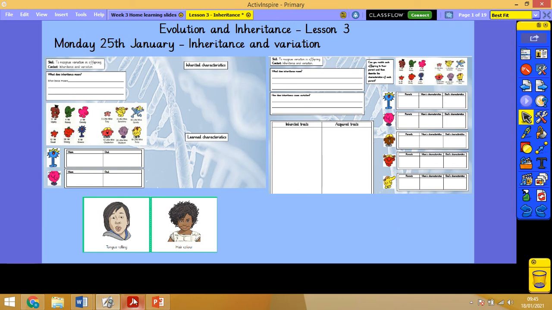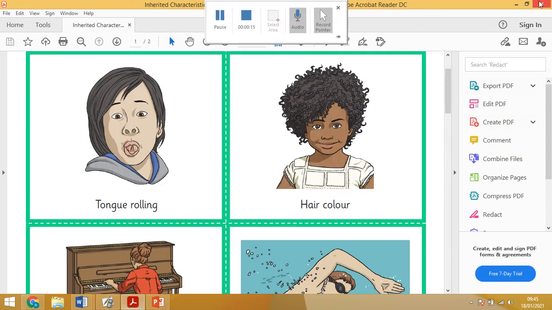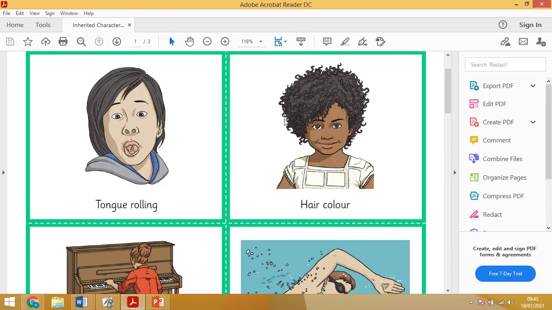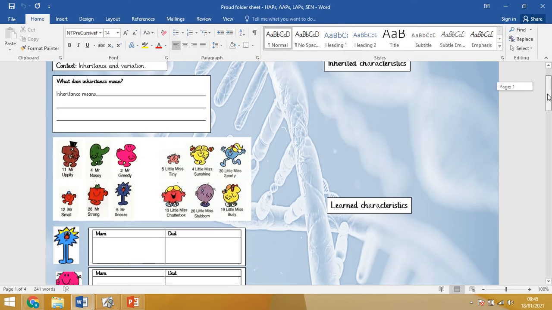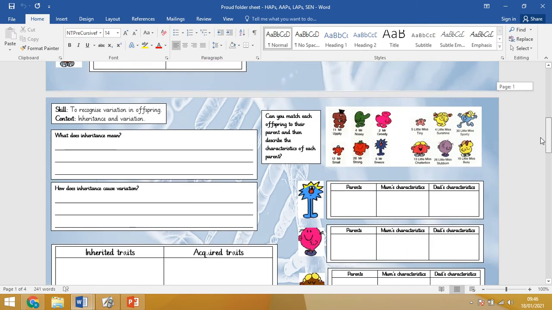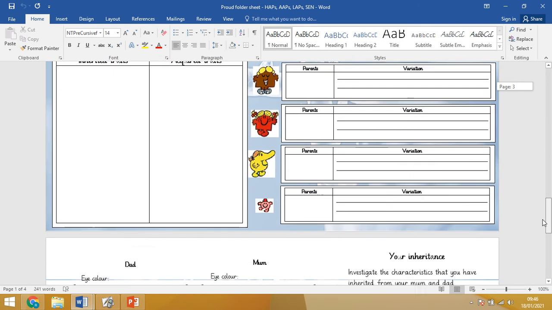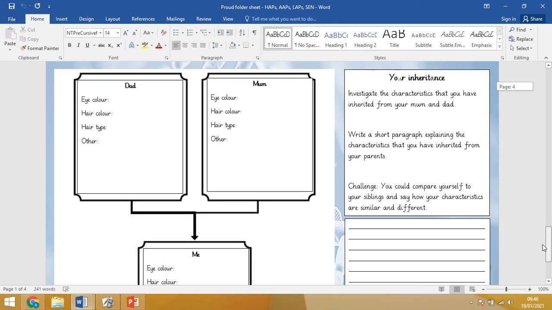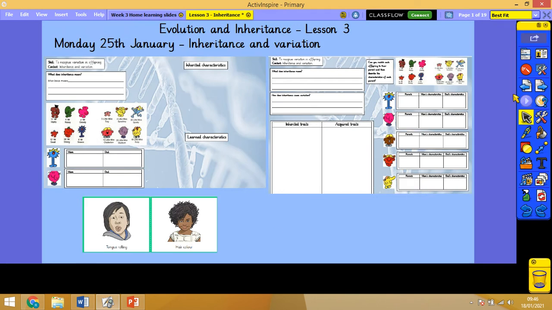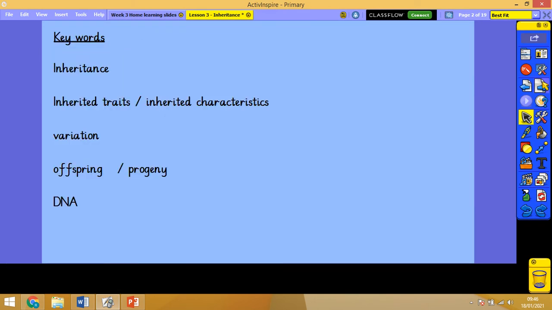Okay, so for today you should have some cards that look like that. You need those. Oh, computer's messing about. And then you should have an A3 sheet that looks either like this one, with lots of Mr. Men on, or like this one at the bottom. And then you should have one of these as well. This is a little extra activity that I'll explain later, but make sure you've got all of those sheets for today's lesson. Right, so key words for today are the word inheritance, inherited traits, inherited characteristics, variation, offspring or progeny, and DNA.